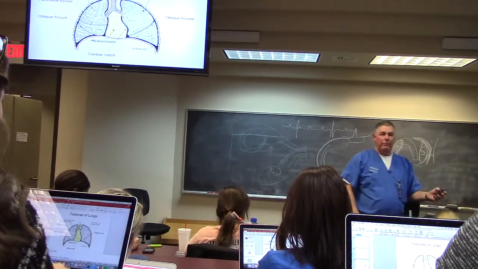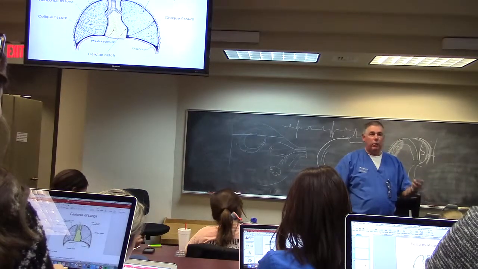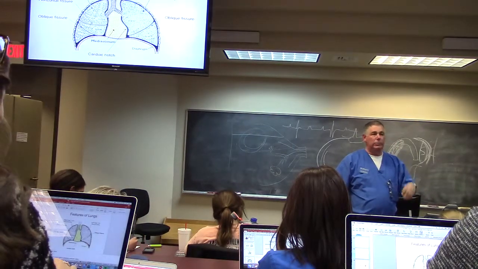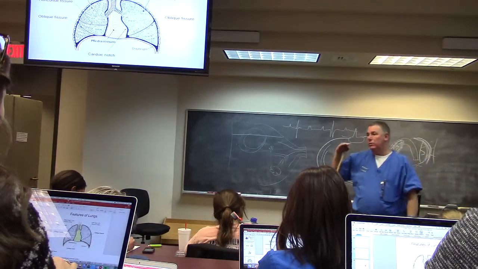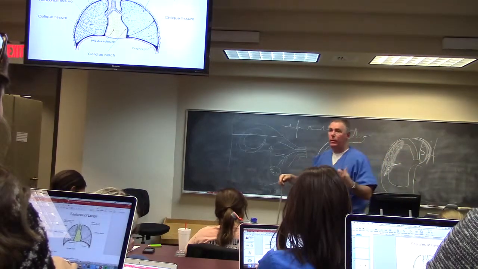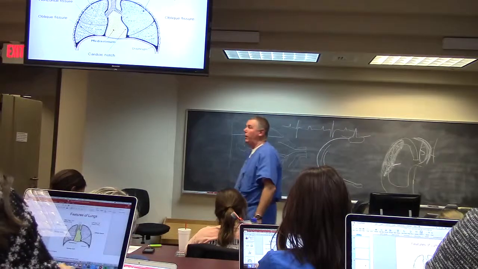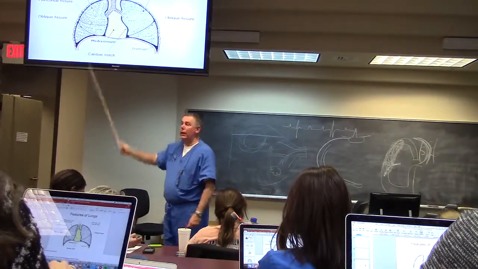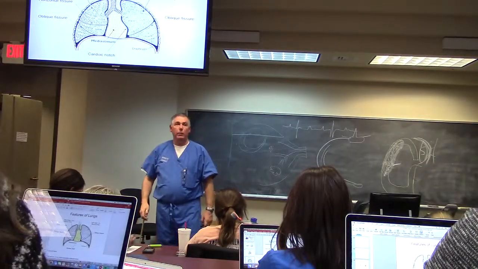The left lung has an oblique fissure and a lingula and a notch. The right lobe has a horizontal or transverse fissure that the left one doesn't have. It too has an oblique fissure. So, similarities and differences between the two lungs.